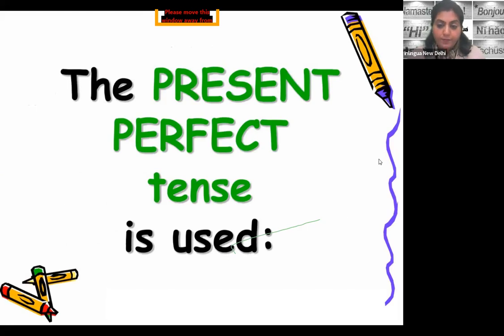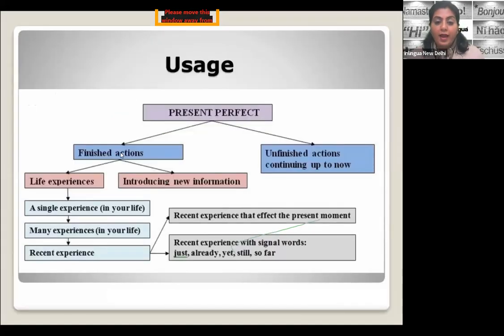Okay. In what situations can we use the present perfect tense? Let's have a look. We have many scenarios where we can use the present perfect tense. But looking at the table, please don't get confused. This is just a list of situations where you can use the present perfect tense. But the basic rule is, if you want to talk about a past experience or a past action without sharing the time of the action, you can use the present perfect tense.